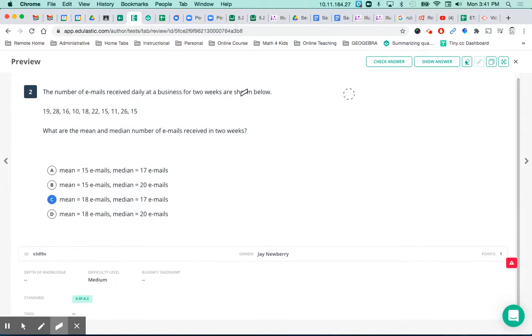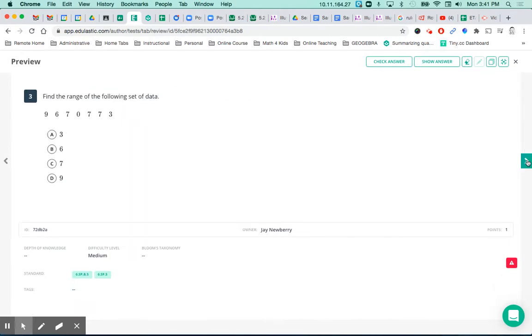All right. Moving on to number 3. Find the range. The way you find the range of numbers is you take the biggest and the smallest, and you subtract them. Now, I would recommend that you do write these in order. That way you ensure that you're getting the biggest and the smallest.